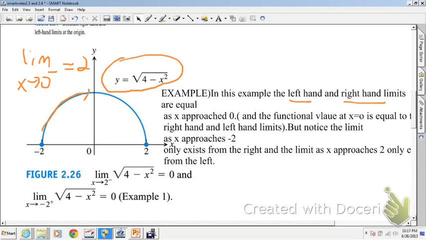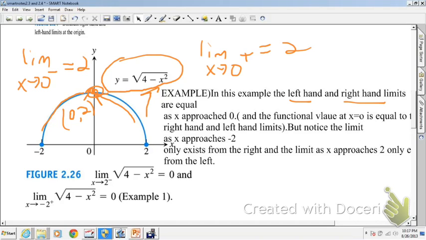Okay. And the limit as x approaches 0 from the right is also equal to 2. If you're wondering how that's happening, just try putting 0 there for x. 0 squared is 0, 4 minus 0 is 4, square root of 4 is 2. But you could always graph that on your calculator. You'll see the point (0, 2) exists right here.